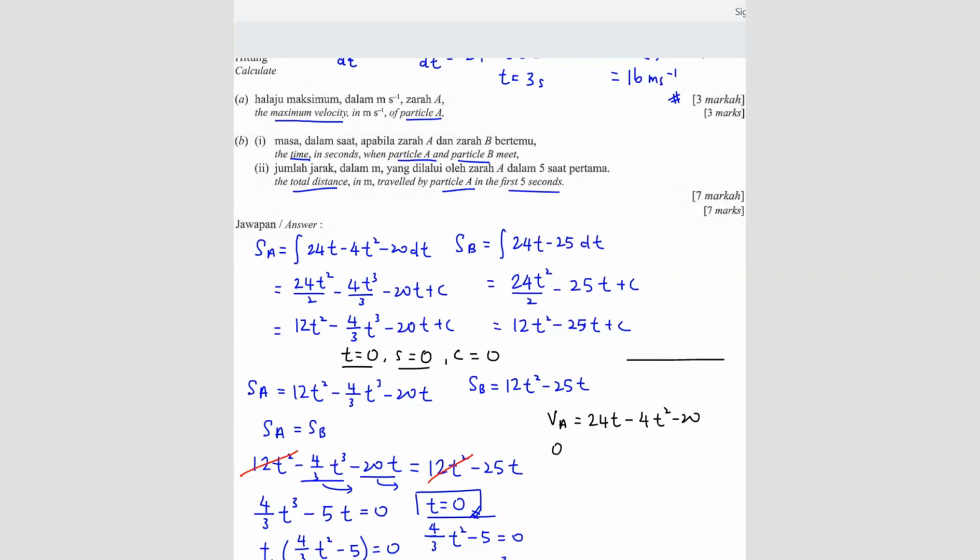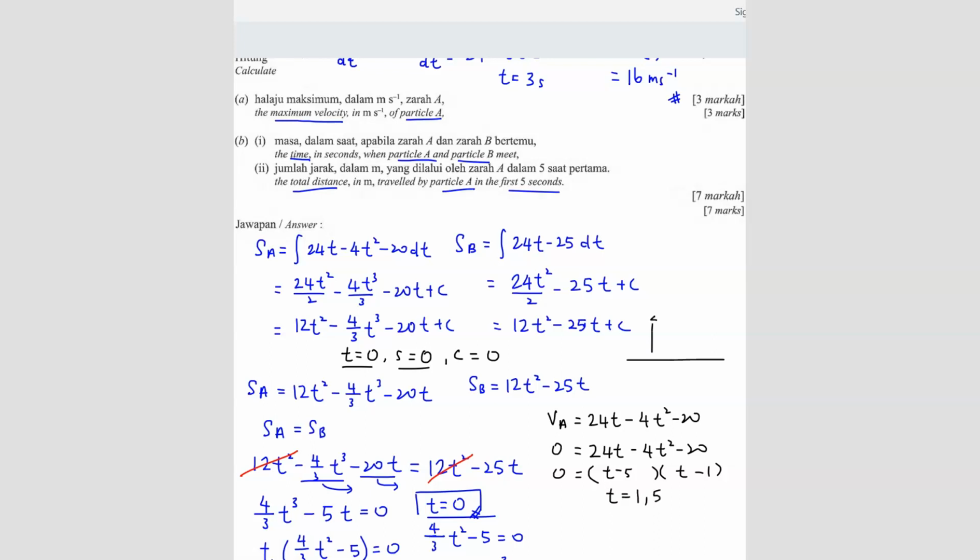So to find the intercept, V equals 0: 24t minus 4t square minus 20. Okay, so you can simplify the equation, and in the end you will get t minus 5 and t minus 1 equals 0. So what does this mean? It means the intercept is at 1 and 5, correct?